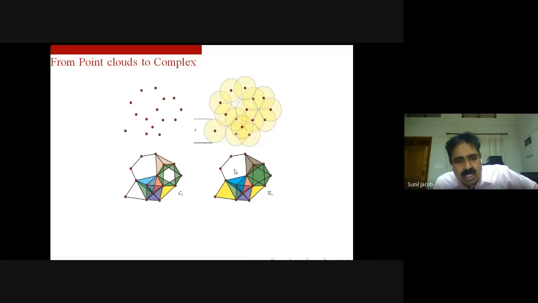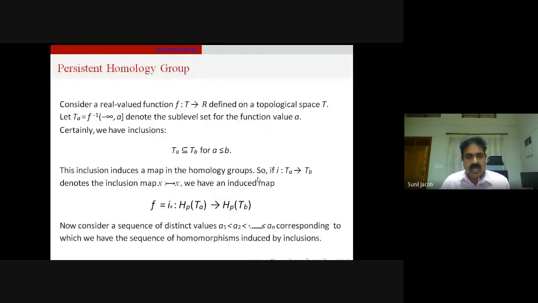Therefore, if you construct the Čech complex or the Rips complex, some slight changes will be there. Based on your requirement, you use either the Čech complex or the Rips complex for the construction of topological spaces out of the given point cloud. Now, this is the theoretical development, how these things can be carried out and how the arguments are valid.